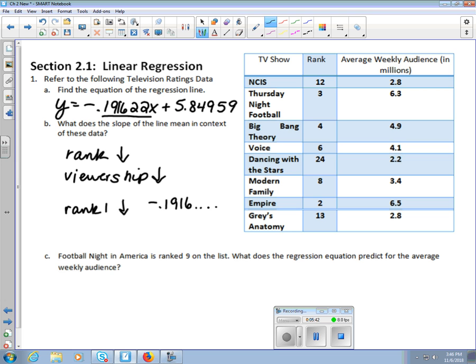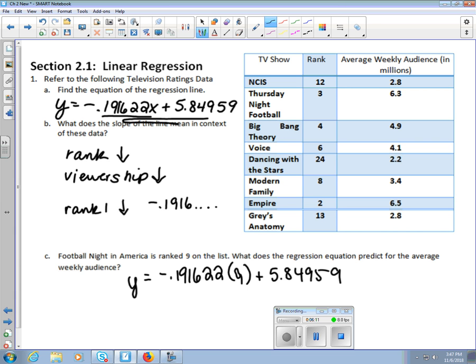Now, taking a look at Football Night in America, if they're ranked ninth, could we figure out approximately how many people are going to watch that for its weekly audience? And so, yes, what we would do is take the regression equation from number 1 up here, and substitute 9 in for the value of x, because x, again, is the rank. And then you would just compute that.